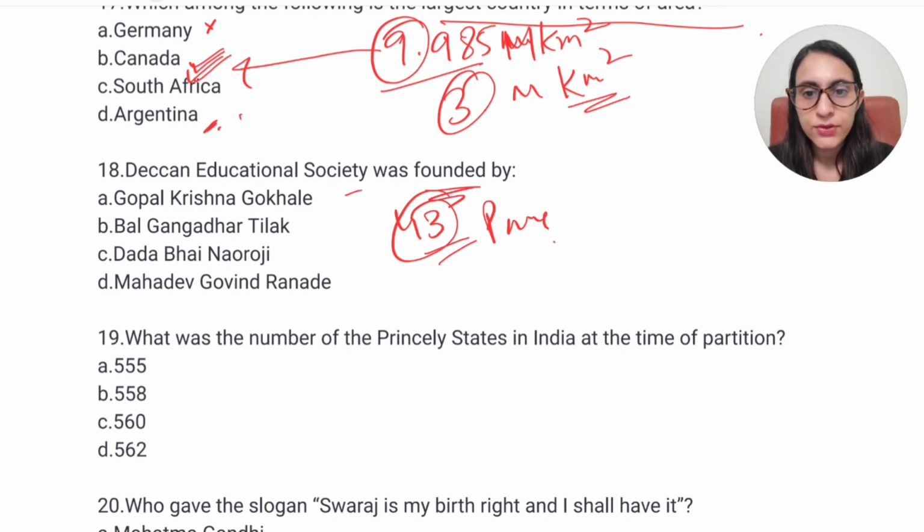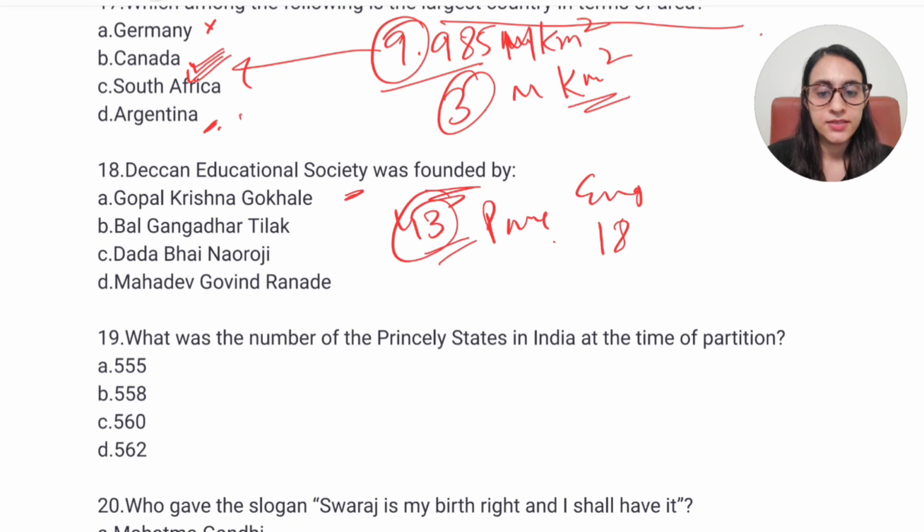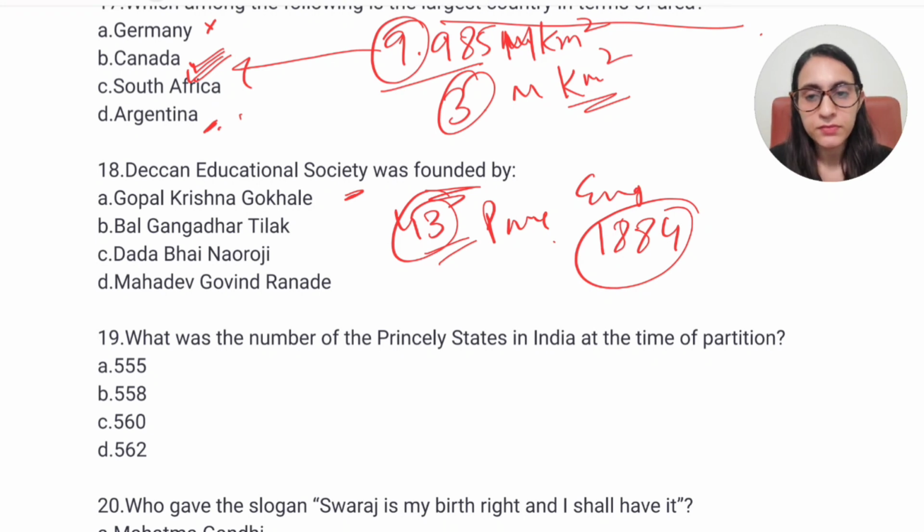This Deccan Education Society started the first English school, which was established in 1884. This was an English school, and it was providing higher education. So this Deccan Education Society was founded by Bal Gangadhar Tilak and Mahadev Govind Ranade. Both are present in the options, so we can tick mark the option Mahadev Govind Ranade.